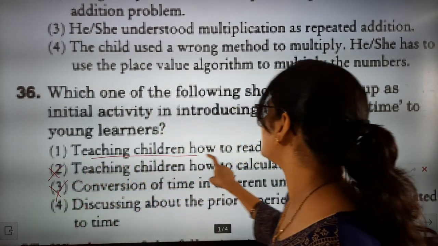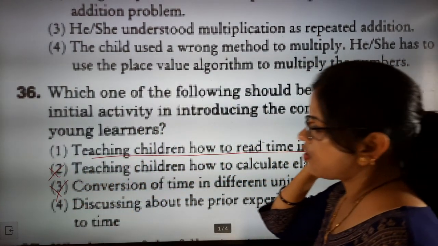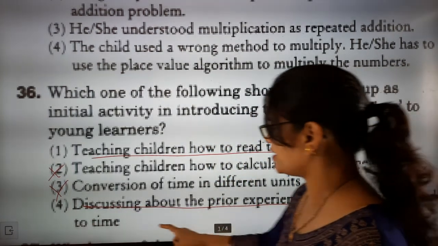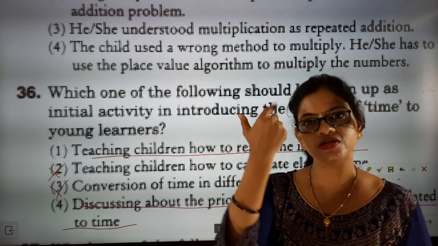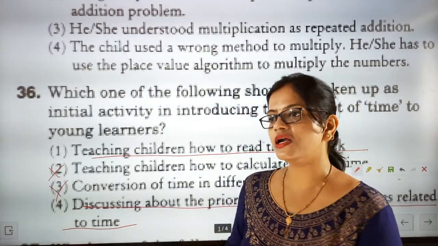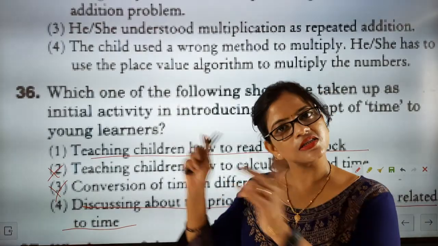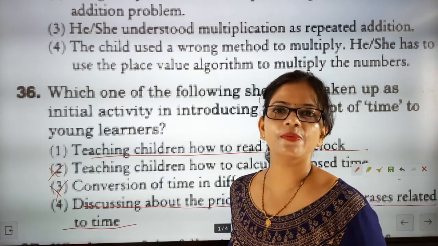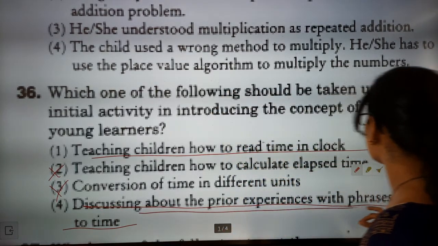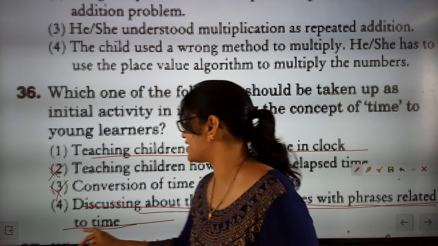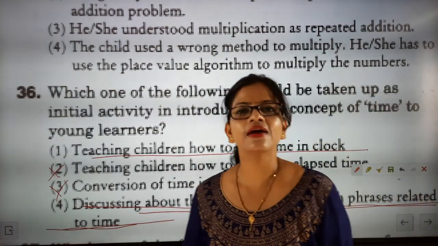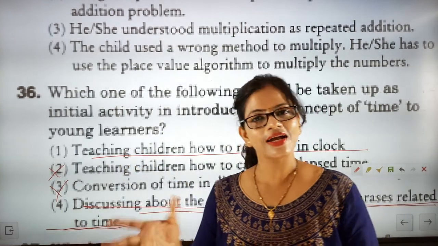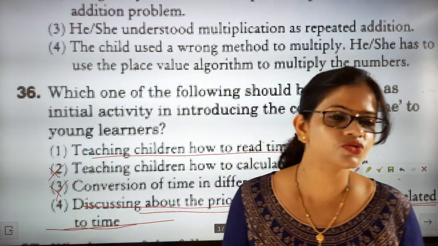So now, teaching children how to read time on a clock, or discussing prior experiences with phrases related to time. First, a teacher, specifically for a young learner, what will she do? Will she directly start with the clock, or will she first teach with phrases, like 12 o'clock? She is going to make some phrases and ask about prior experience, like the poem "Early to bed and early to rise." Some phrases she is going to make.